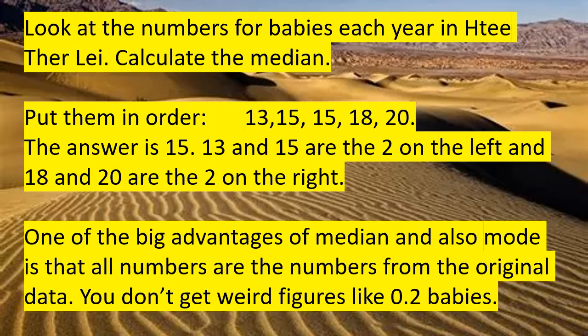So look at the numbers for babies each year in Titale, and this time let's calculate the median. So we put them in order, 13, 15, 15, 18, 20, and the answer is 15. 13 and 15 are the 2 on the left, and 18 and 20 are the 2 on the right. So one of the big advantages of median and also mode is that all numbers are the numbers from the original data. You don't get weird figures like 0.2 babies.